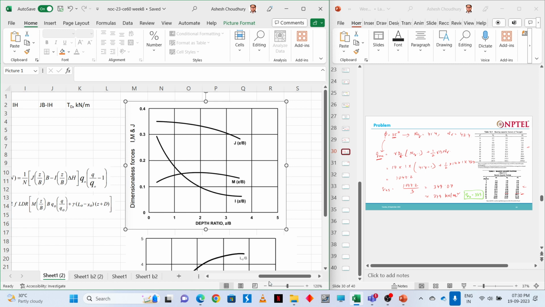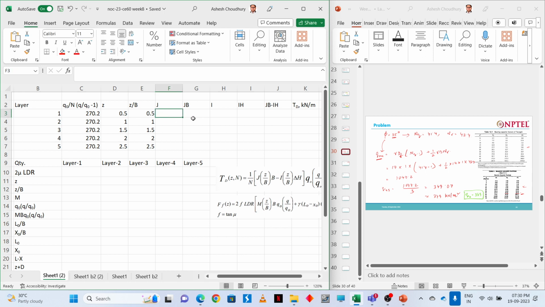Like this, all the values we need to take. So I will write the values: 0.35, 0.34, 0.34, 0.33, 0.32. Then we have J into B. So J times B, what is B? 1, right? Then we have I.